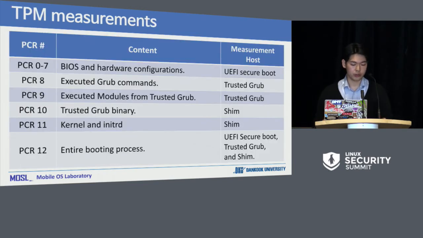The other PCR values also have other meanings, according to the PCR numbers. PCR 0 to 7 are measured throughout the secure boot process, and PCR 8 and 9 will be measured by the trusted GRUB, and PCR 10 and 11 will be measured by the shim bootloader for the GRUB and kernel entirety, and of course the PCR12 will be extended throughout all the process of booting to represent the entire booting process.